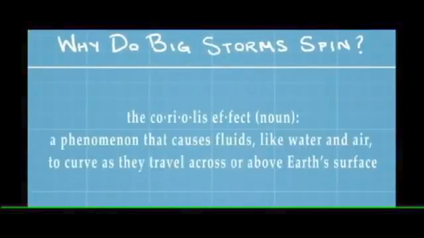A storm's rotation is due to something called the Coriolis Effect, which is a phenomenon that causes fluids like water and air to curve as they travel across or above Earth's surface.